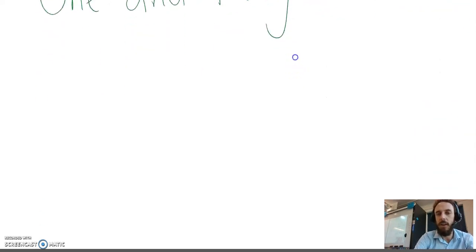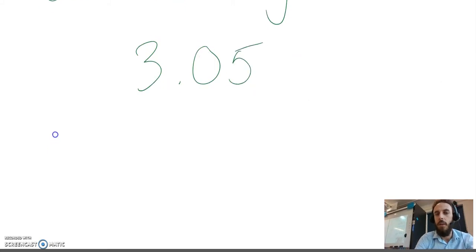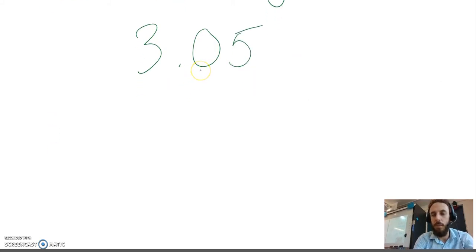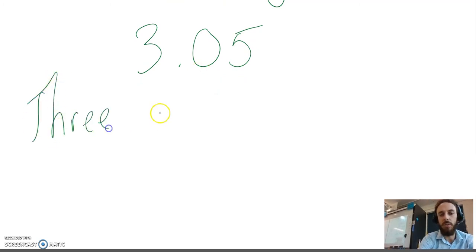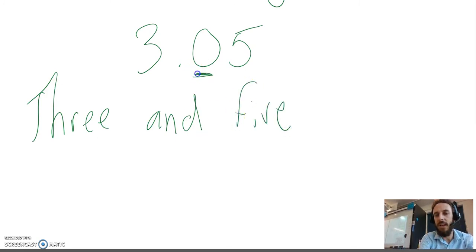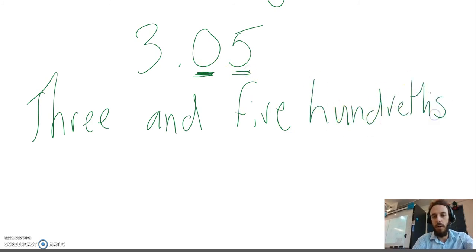Just be careful because you might get tricky ones that say things like this. Anytime there's a 0 in a decimal point, people tend to freak out as well. But this one, if I was writing it in words, would just be 3 and 5. And because I know the tenths has got nothing in it, the 5's in the hundredths, so it's 5/100ths. Let's keep doing them.